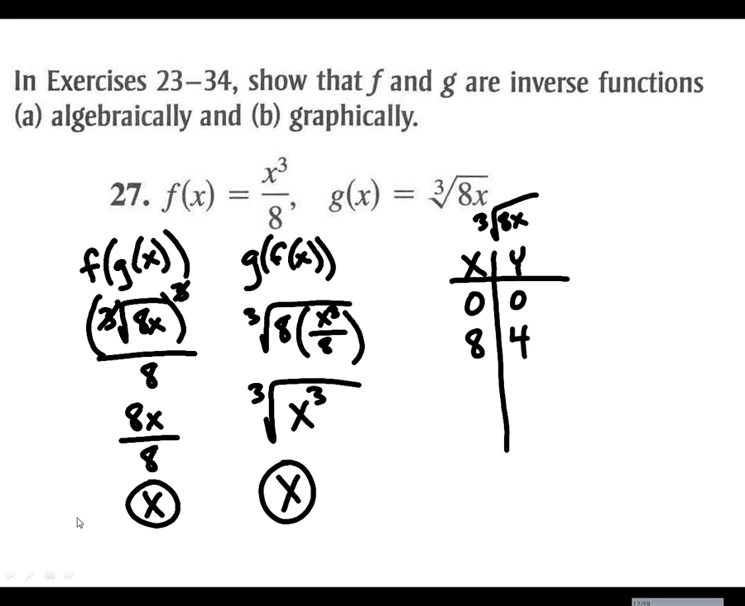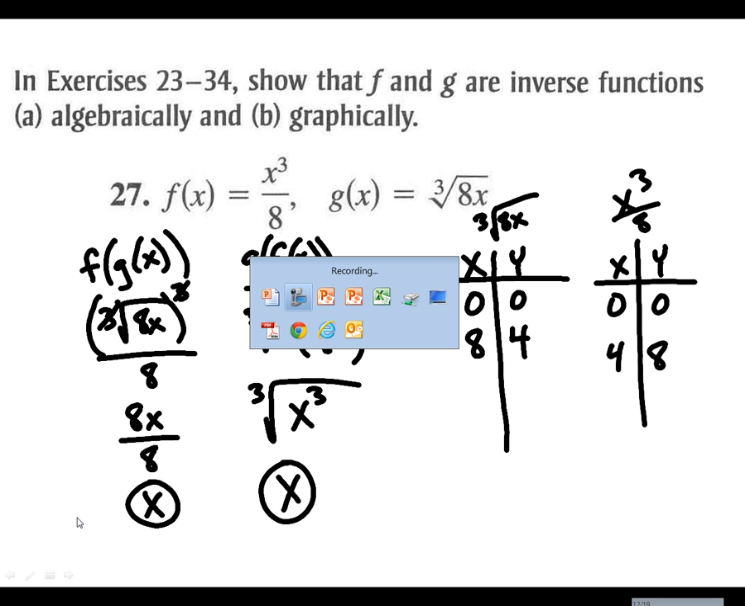We could use some more values, but let's just make sure that x cubed over 8 will work for at least those two. Let's switch it around. 0 and 4, x and y. 0 cubed is 0. 0 divided by 8 is 0. 4 cubed, 4 times 4 is 16, times 4 again is 64. 64 divided by 8 is 8. They are flips, and you could verify this more by using the table function of your calculator for many more values, but they are going to be inverses of each other.